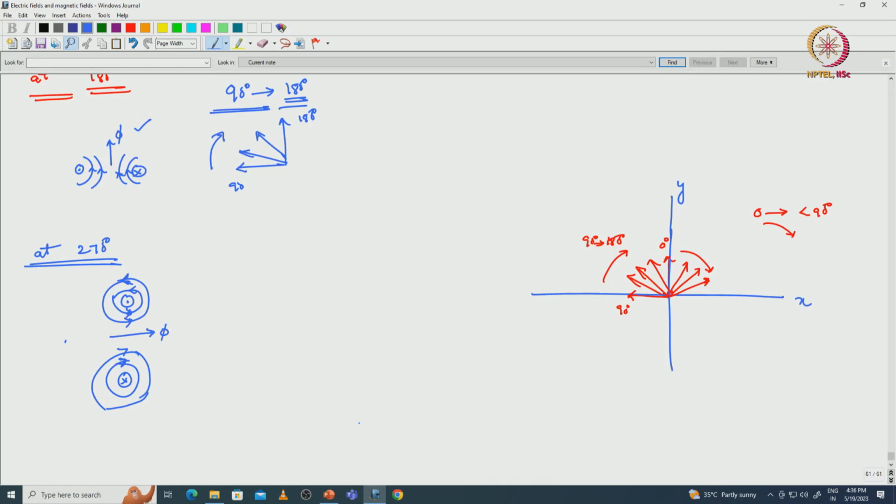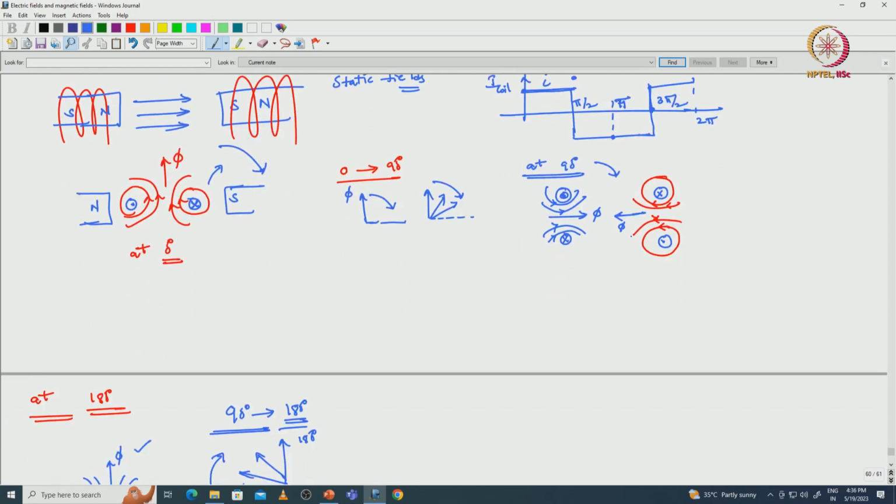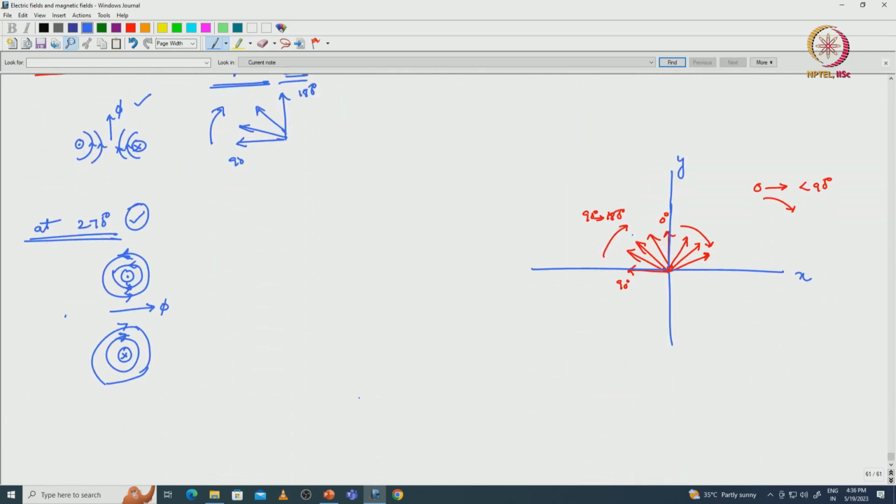But in order to get symmetrical torque we have to change the current direction at 270 degrees, because the rotor is rotating in the opposite direction now. That is what we can see from the current. At 3 pi by 2 we have to change the current excitation. So if we change the excitation at this particular point, then the flux will be exactly in the opposite direction.